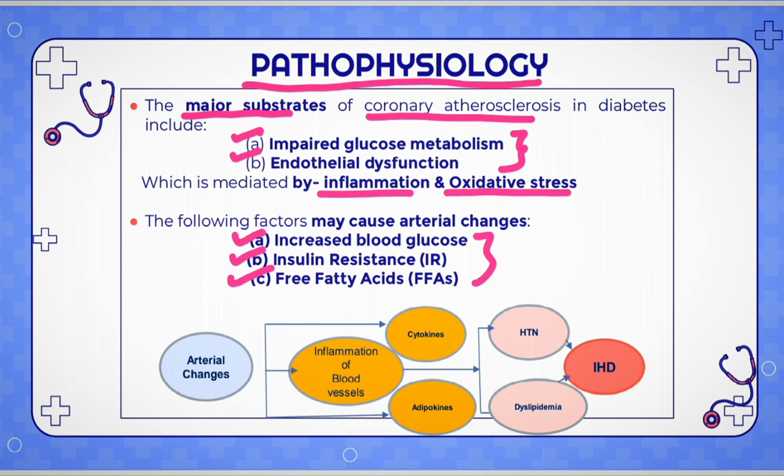Here in this diagram, we can see that the arterial changes are caused by the inflammation of the blood vessels, which also causes the increase in secretion of factors like cytokines and adipokines. All these factors lead to the development of hypertension as well as dyslipidemia, which results in the development of ischemic heart disease or coronary artery disease in the body.